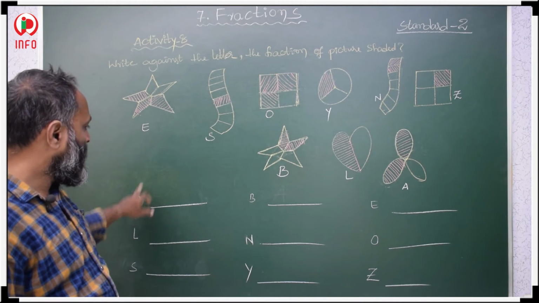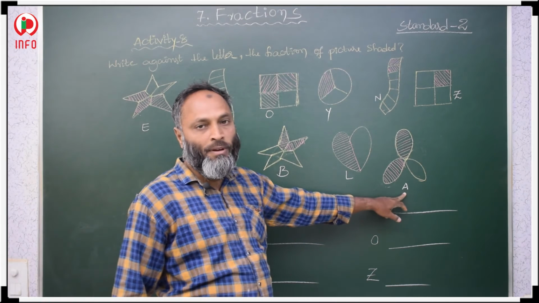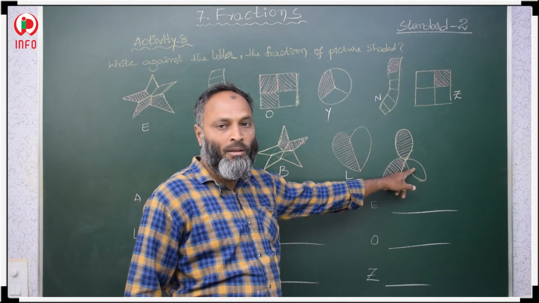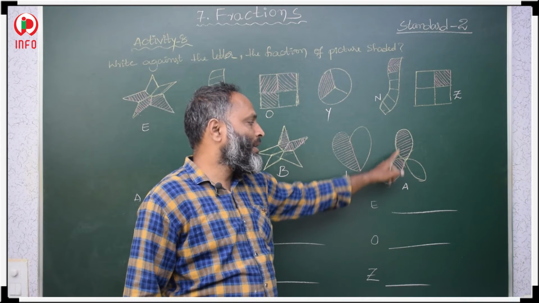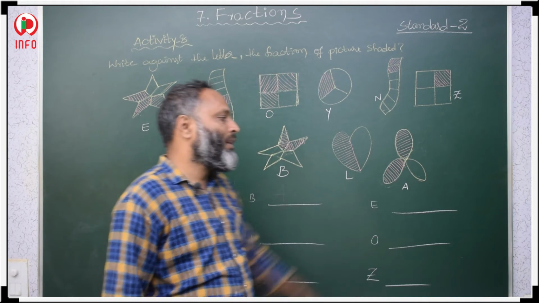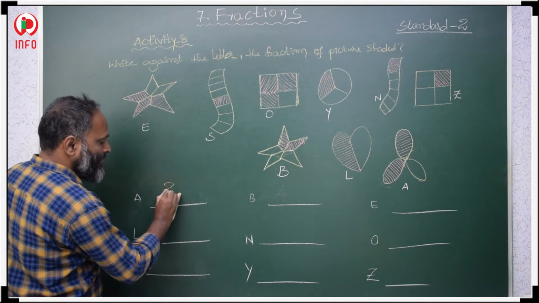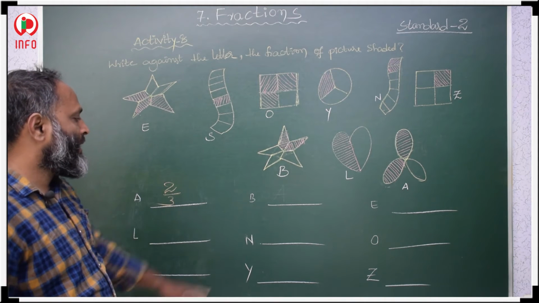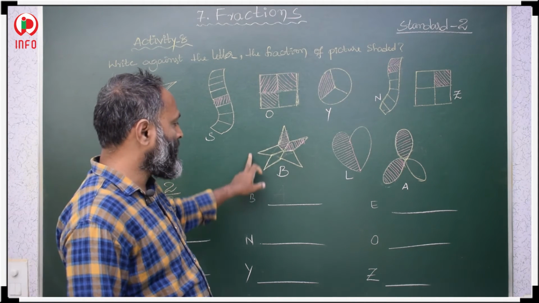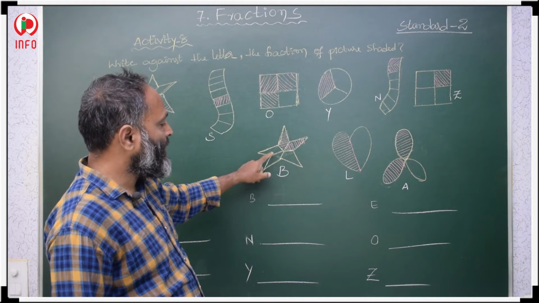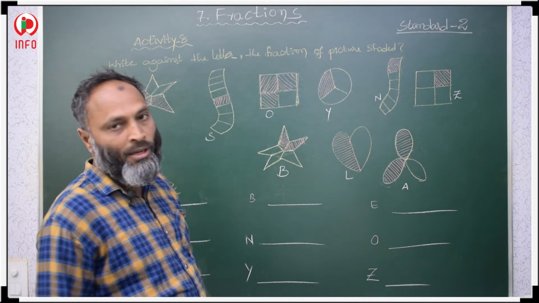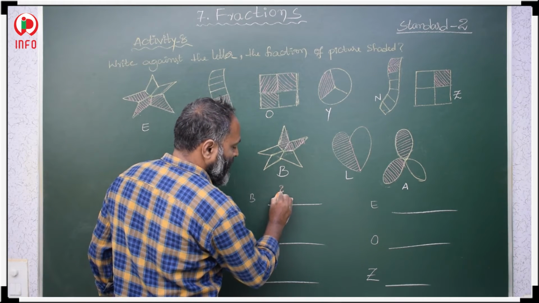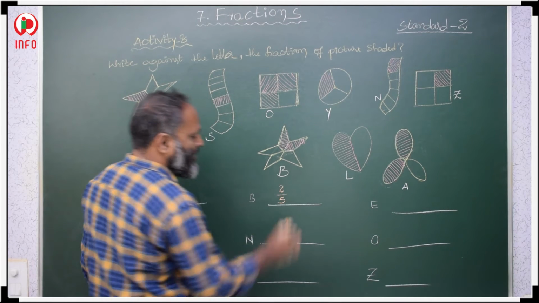First A, where is our A? A is here, this flower. In this flower, total how many parts? 1, 2, 3. In these 3 parts, 2 parts are shaded, that is 2 by 3. The fraction shaded is 2 by 3. Next B. B means this star. In this star 1, 2, 3, 4, 5. In 5 parts, 2 parts are shaded, that is 2 by 5. Shaded parts by total parts.